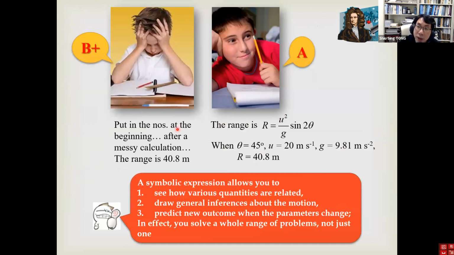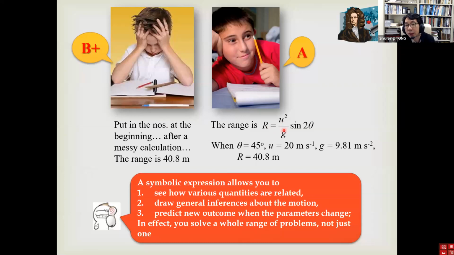Now, that is what is different from what you did in high school. In high school, you are always given some numbers. When teachers tell you to do something, they always give you some numbers, the angle, the speed, and you need to find the range after some massive calculation, carrying those numbers around, and you find that the range is 40.8 meters. That's what you did in high school, right? And in high school, you got an A because you know how to do that.